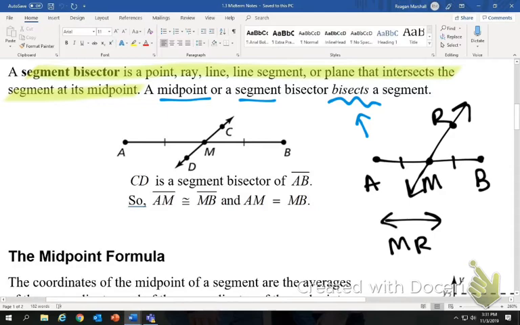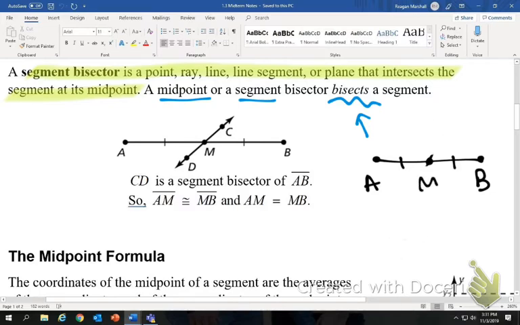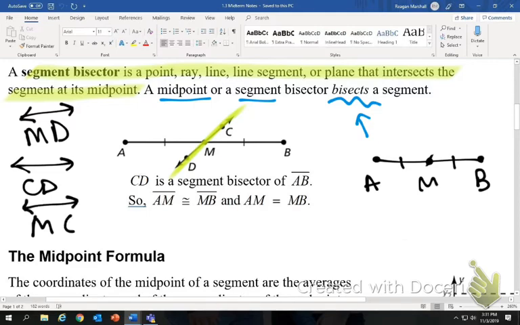So those are the options. You just need to look at the picture. If it's not a line or a segment or a ray, then the segment bisector is the midpoint. That should be your last option. If nothing is in the picture, then it's the midpoint. But if something, like in this one, is in the picture, a line of some sort, then that is the segment bisector. So here we would say CD is a segment bisector. Again, you can name it MD, DM, DC, what else are we missing? MC, CM, that kind of thing. That's your segment bisector.